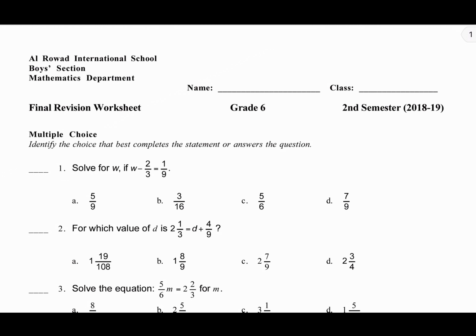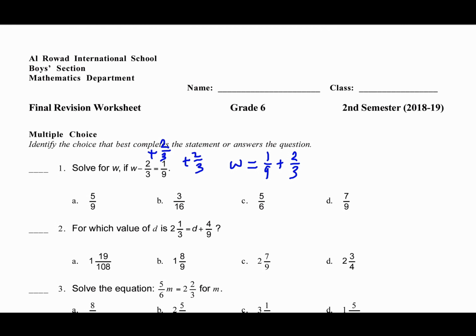As we know, we have inverse operations. Addition is inverse operation to subtraction, and subtraction is inverse operation of addition. So here we have subtraction, we have to add 2/3 to both sides. So now W equals 1 over 9 plus 2 over 3.